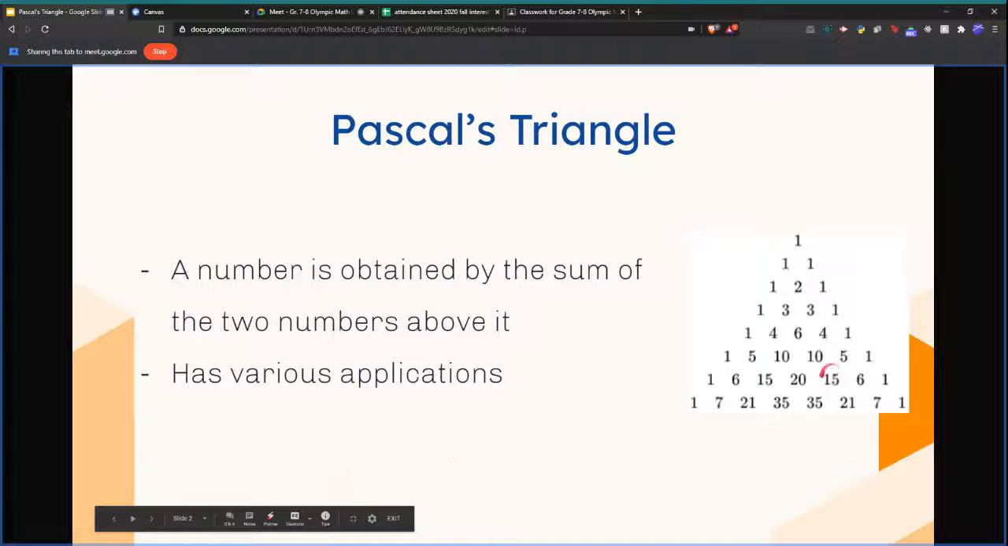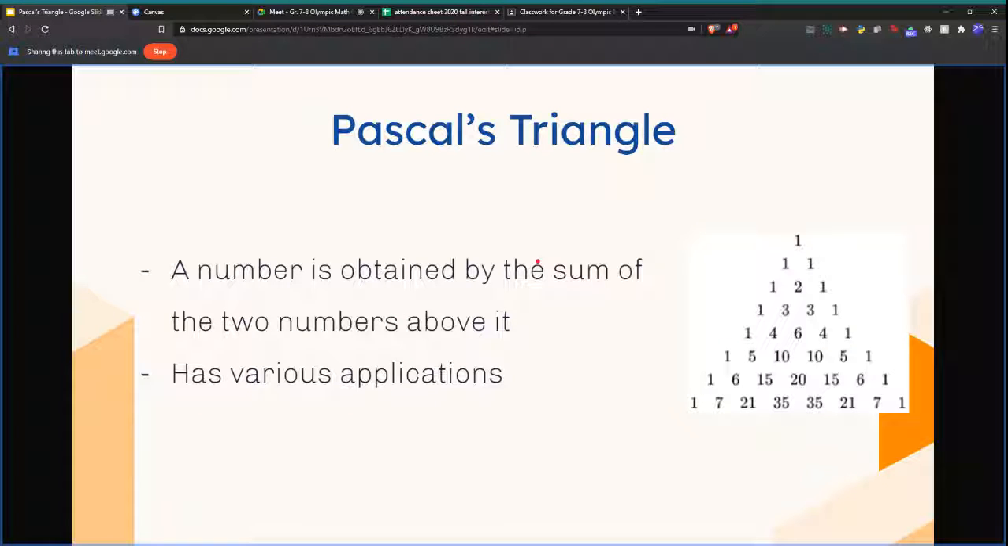We could look at 15 right here. Let me get a pointer. 15 right here. 15 is equal to 10 plus 5. And then you repeat this pattern for all of the numbers in Pascal's triangle, aside from the ones, which will always stay on the leftmost side or the rightmost side. It'll always be a 1.